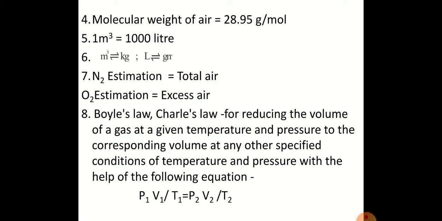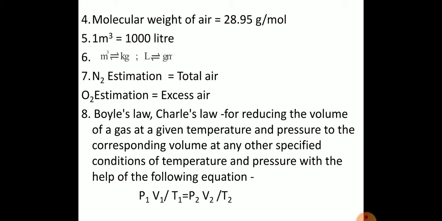Fourth point is the molecular weight of air, 28.95 gram per mole. Fifth point, 1 meter cube is equal to 1000 liters. Sixth point is used to convert volume of air in terms of weight. So 1 meter cube converted into weight is 1 kilogram, and 1 liter is equal to 1 gram. Meter cube is related with kilogram and liter is related with gram.